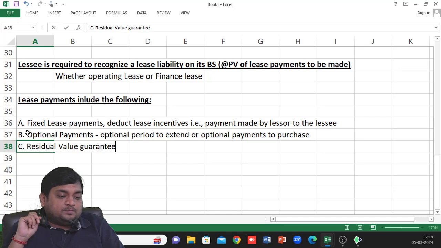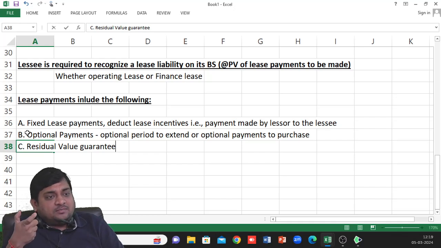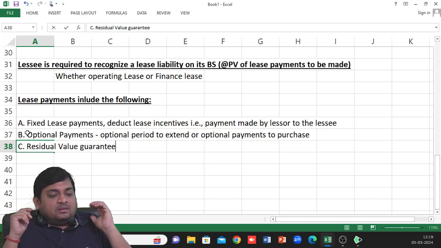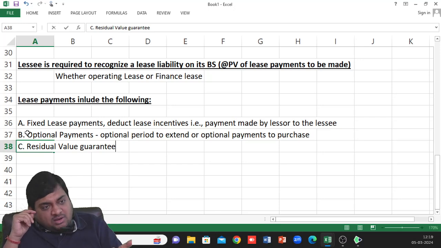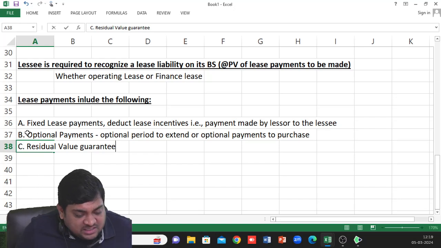Right? So fixed lease payment has to be in substance fixed. It can be an option of two, like minimum this much and based on performance. Optional payments, residual value guarantee, all these things, right? So this is the scrap value I am guaranteeing. So all these things will be included in my lease payments.